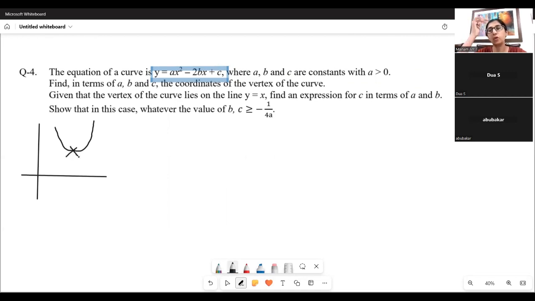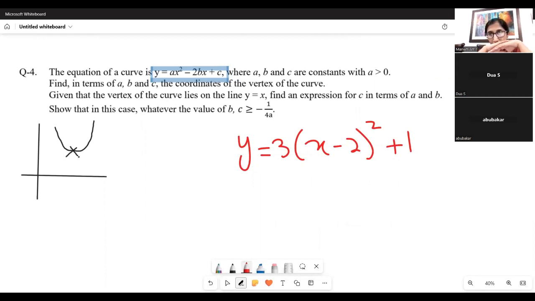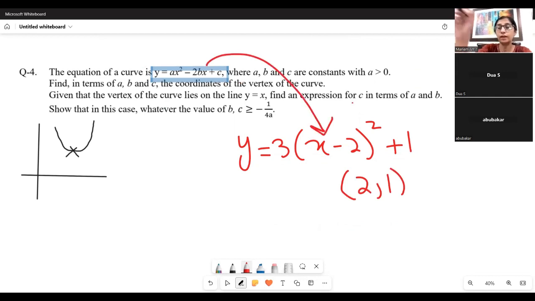And how do we get the coordinates of the stationary point of a curve? By first changing it into completed square form. Remember completed square form? Let me give you an example: 3(x minus 2) whole square plus 1. What are the coordinates of the turning point of this curve? Who remembers this? 2, 1. Yes, 2, 1. Abu Bakr, do you remember this? Yes miss, 2, 1. So first you have to change this into this form and then you'll be able to tell the coordinates of the turning point.